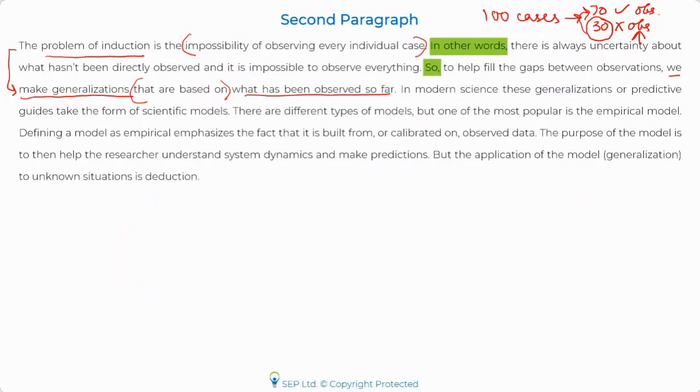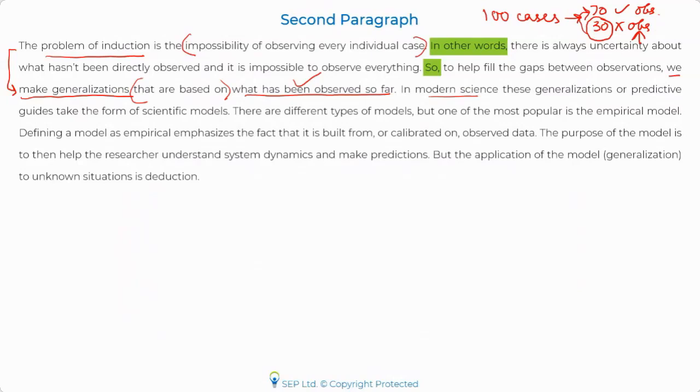Let's read further. In modern science, so we are talking about today's world, these generalizations, the ones made based on what has been observed so far, or predictive guides, take the form of scientific models. So scientific models are made by making generalizations on the observed cases. That means in the observed cases, the author must be finding something common and drawing a generalization about that, and that is forming a scientific model. The author is trying to tell me about the problem of induction, and he's saying the problem is you cannot observe everything, so you have to use generalization. However, these generalizations lead to certain models.